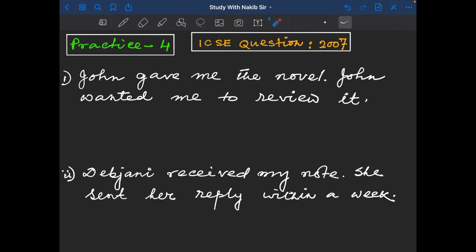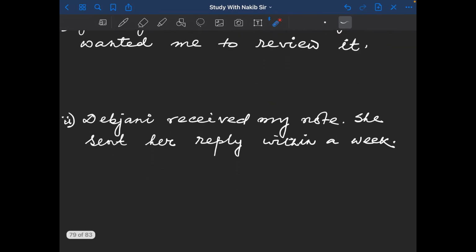Okay, now see the first question. John gave me the novel. And second sentence is John wanted me to review it. Second question, Devjani received my note. She sent her reply within a week.